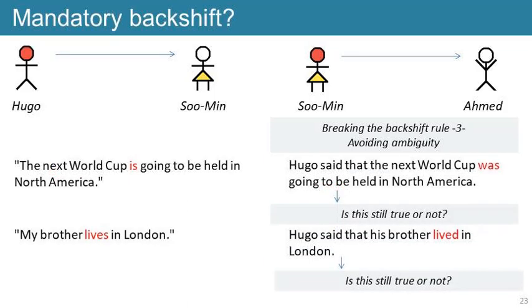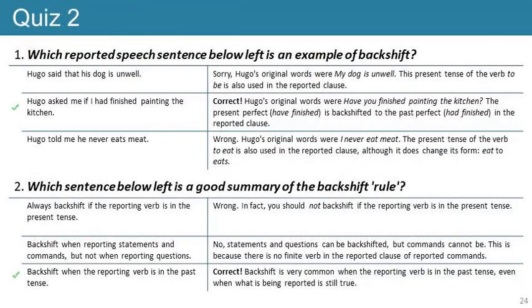Of course, in conversation, Ahmed could ask for clarification, but in cases such as this, it is neither necessary nor better that the reporter backshifts. Here are 2 more examples of ambiguous backshifting, where it is better for the reporter to retain the tense of the originator's words. Quiz page. Pause the video if you want to review the questions and answers before continuing.